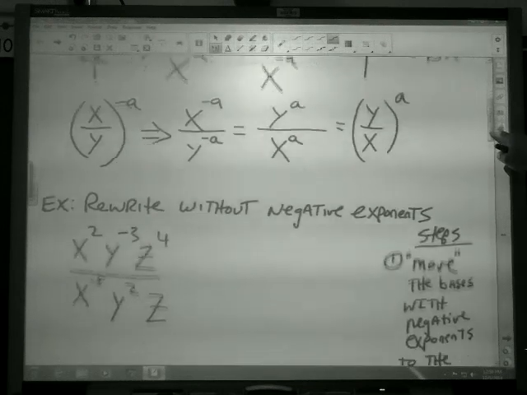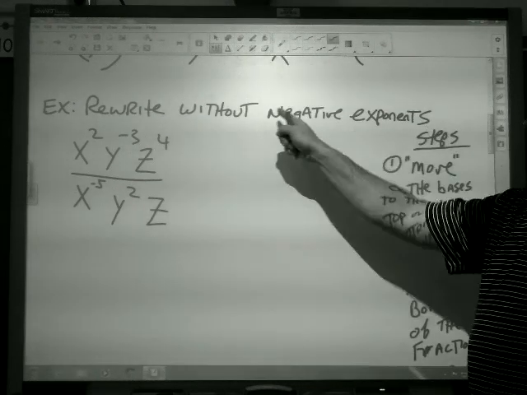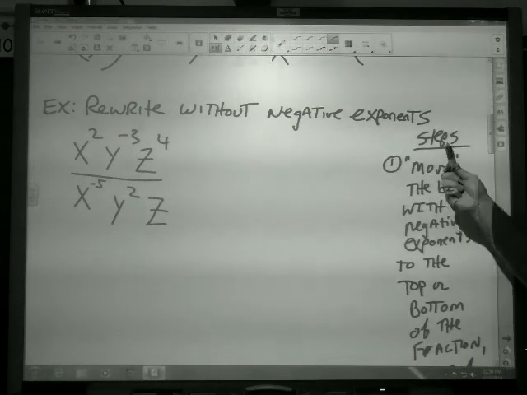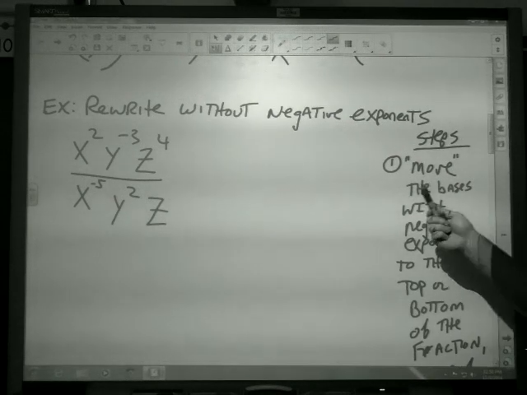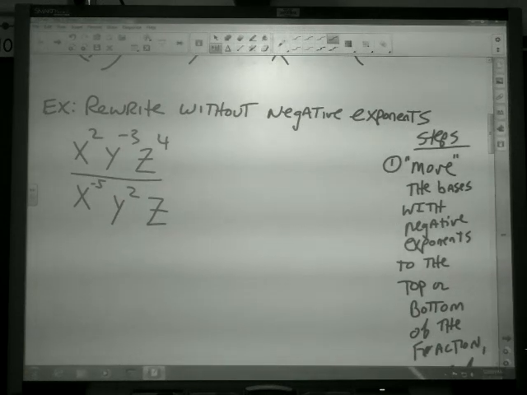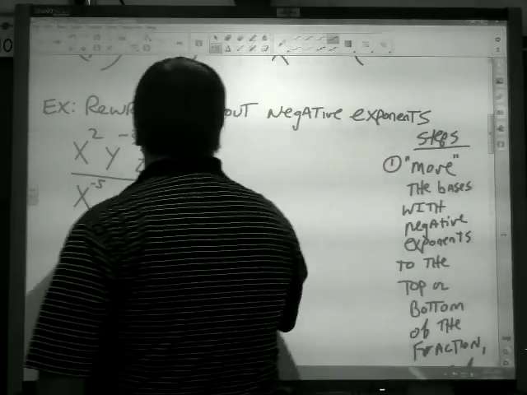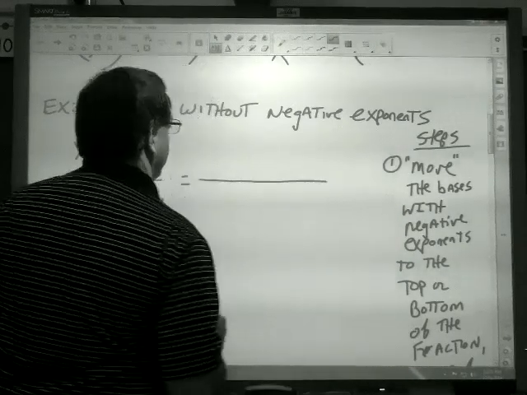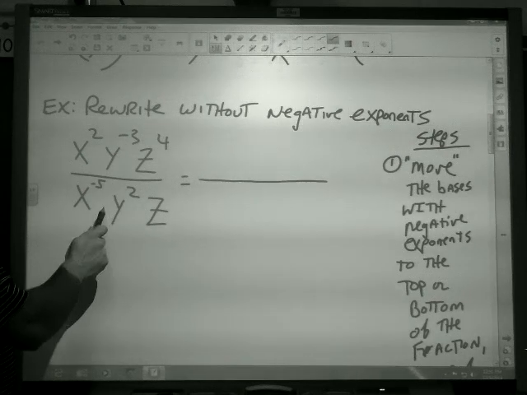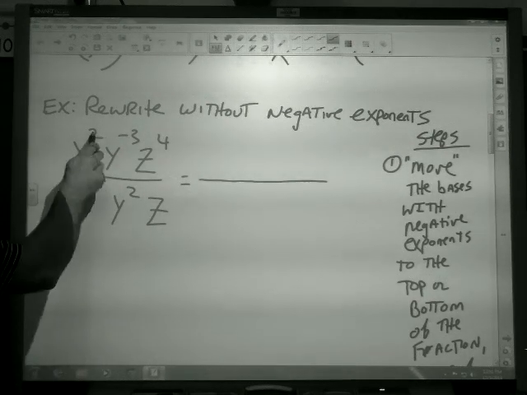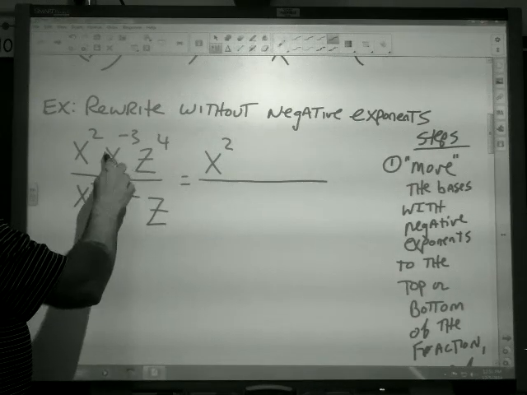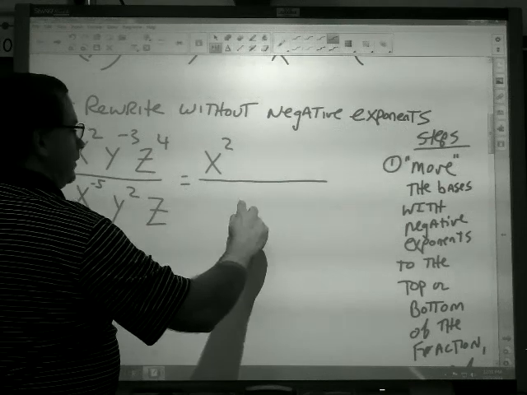All sorts of things we have to do. We have to be able to rewrite without negative exponents. So sometimes a question might say, rewrite this without negative exponents. So first thing we're going to do is move the bases with the negative exponents to the top or bottom of the fraction. So I'm going to write this with my fraction bar. All right? If it's negative, I have to move it. If it's positive, I keep it. So x squared, that's positive. Keep it. But move anything that's negative. Y to the negative third, I'm going to move that down below.